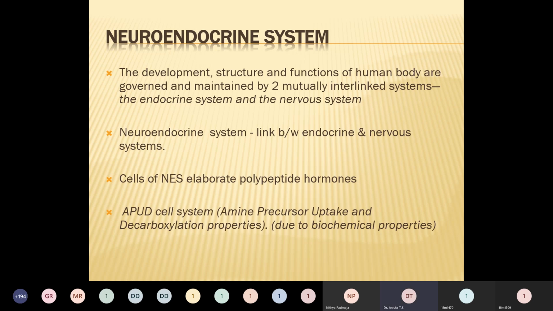Neuroendocrine system. Okay, what is neuroendocrine? Endocrine, I told you, is something where it secretes hormones. Then neuro is something to do with the nervous system. So when you combine these two together, it forms the neuroendocrine system. Okay, so the neuroendocrine system is a link between the endocrine and the nervous system, and the cells of the neuroendocrine system are neuroendocrine cells, and they secrete polypeptides. Okay, they're also called the APUD system.